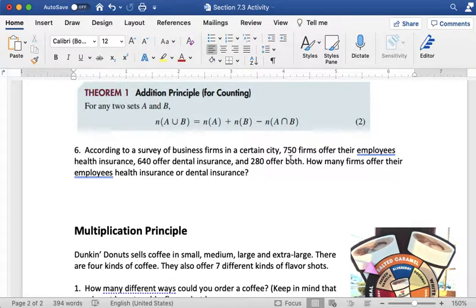So to figure this out, our A here is going to be offering health insurance, and our B is going to be offering dental insurance. So we would take the number that offer health insurance, 750, plus the number that offer dental, 640, and then subtract the number that offer both, 280. And if I do that on my calculator, I should get 1,110 that offer either health insurance or dental insurance, or both.